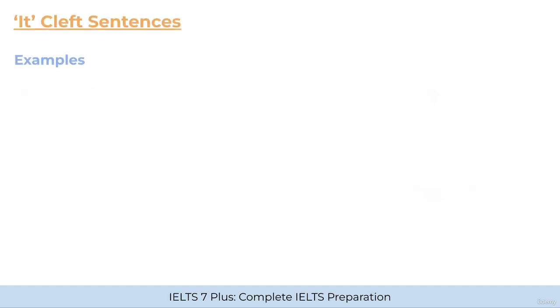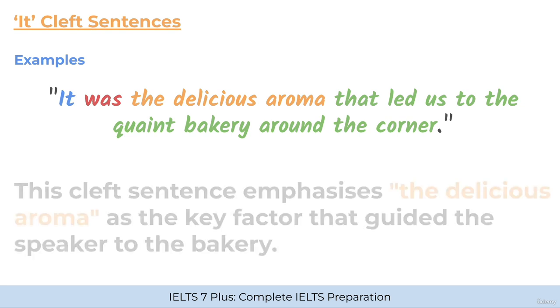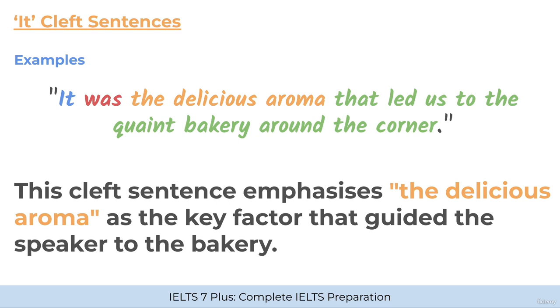Okay, another example. It was the delicious aroma that led us to the quaint bakery around the corner. So we've got our relative pronoun that this time. What's the focus? You might be able to guess. It's the delicious aroma, the key factor that guided the speaker to the bakery.